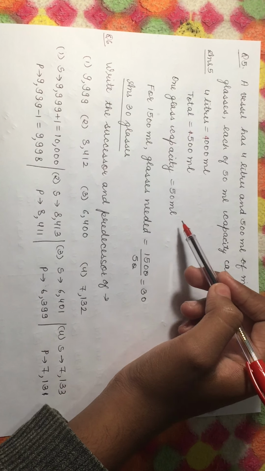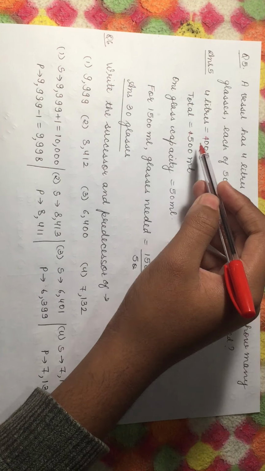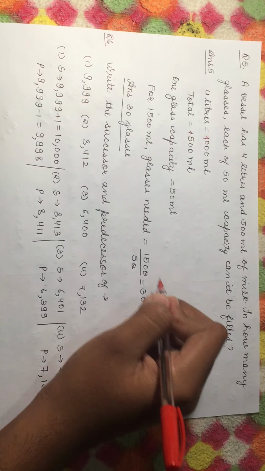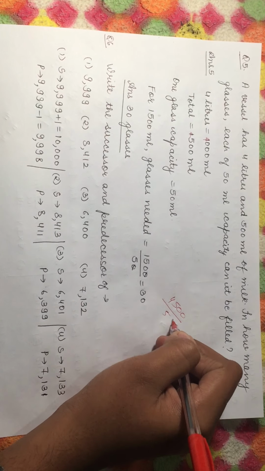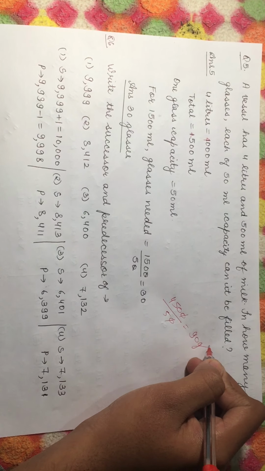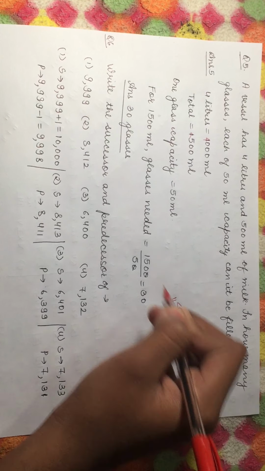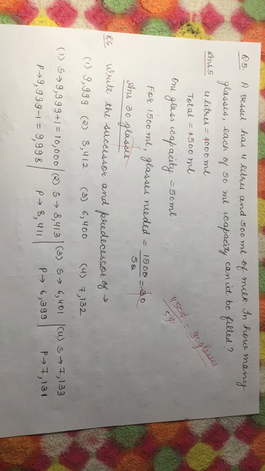See, 50 milliliter is the capacity of one glass, so for fitting glasses into these, we will be dividing 4500 by 50. So this 0 gets cancelled, and 5 9s are 45 and 90. So the actual answer is 90 glasses and not this 30. This is not the right answer. Okay, see the next one.